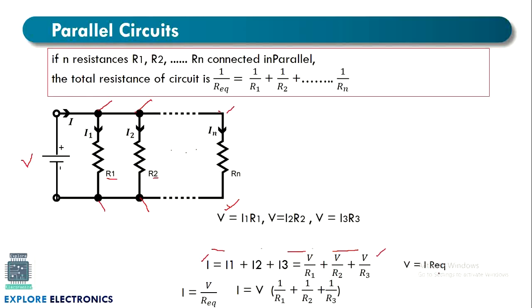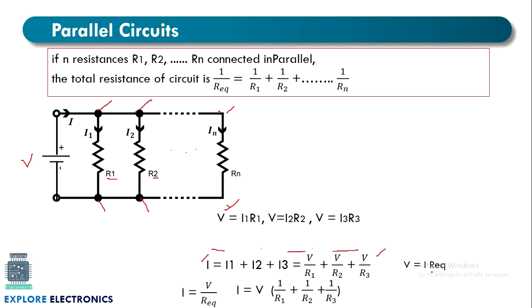Or the equivalent resistance is calculated. How is the equivalent resistance calculated here? 1 divided by R equivalent will be equal to 1 by R1 plus 1 by R2. It is not that R equivalent is equal to 1 by R1 plus R2. It is 1 divided by R equivalent. Okay, remember it is 1 divided by R equivalent is equal to 1 by R1 plus 1 by R2 if the two resistors are connected in parallel.